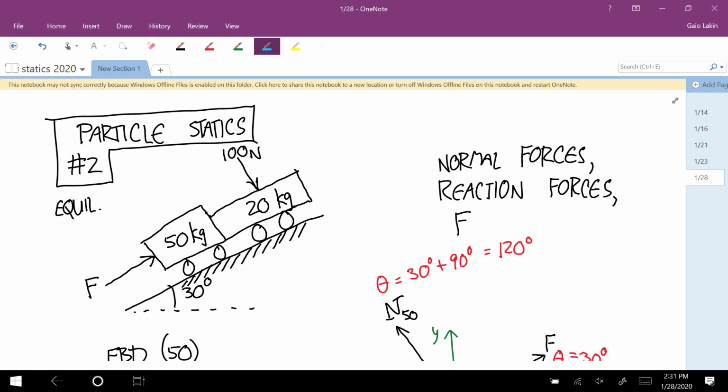But in this class, if you have too many variables, you just have to isolate something else and just keep going until you catch up. Okay.